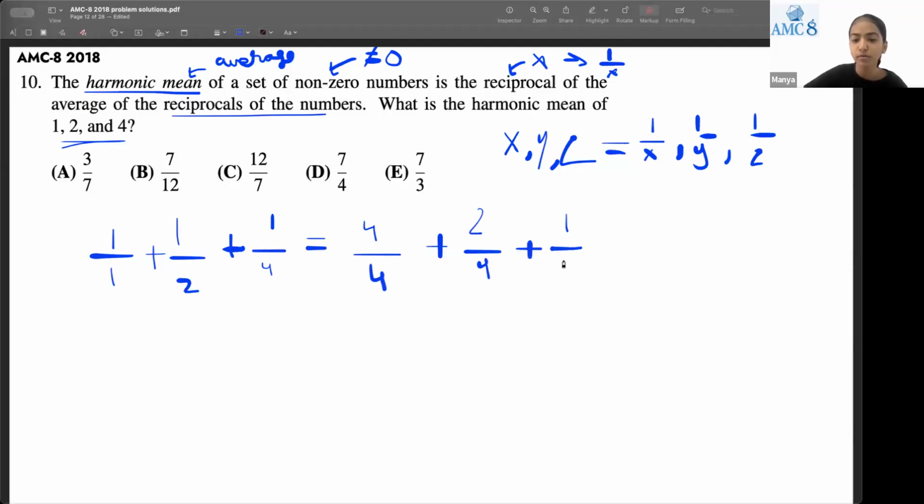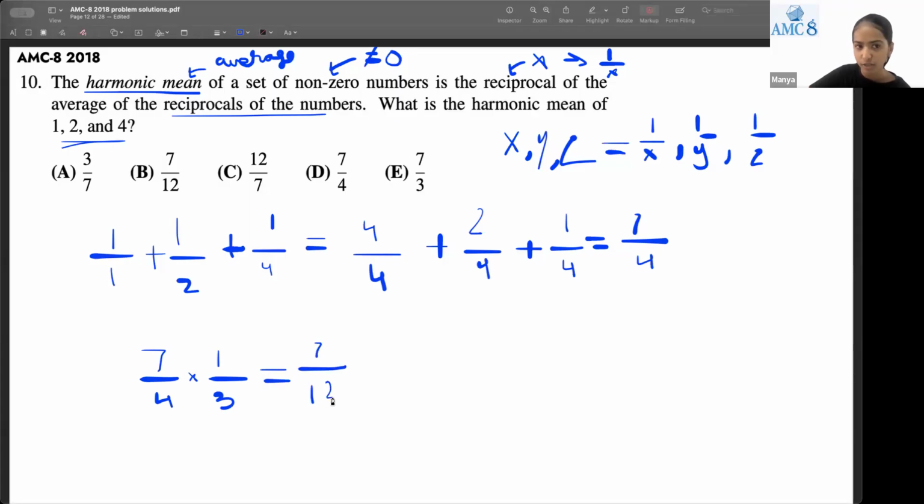So 4 over 4 plus 2 over 4 plus 1 over 4. Well, we can just add the top number, the numerator, since all the denominators are the same. So 4 plus 2 plus 1 is going to be equal to 7 over 4. So this is just the total of them, but we would have to do 7 over 4 divided by 3, which is the same thing as 7 over 4 times 1 over 3. And so 7 over 4 times 1 over 3 would be equal to 7 over 12.